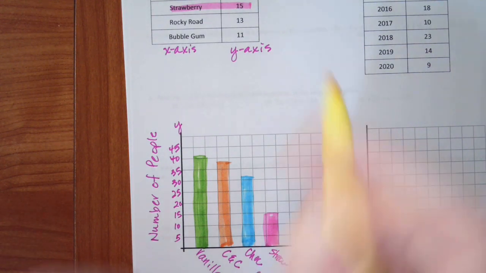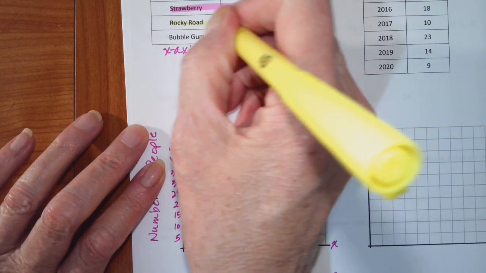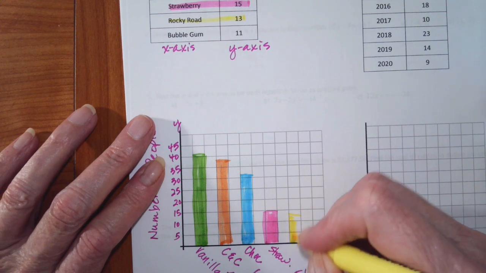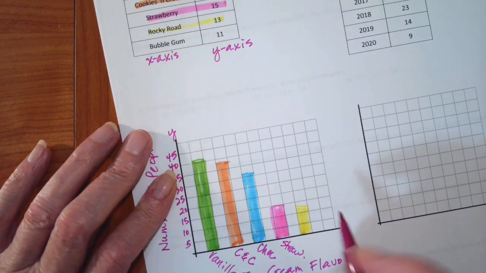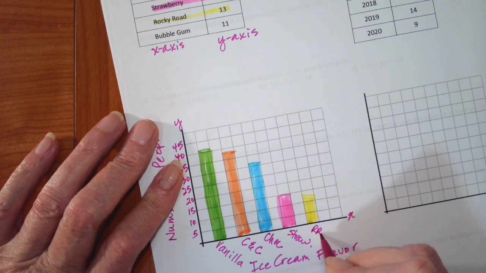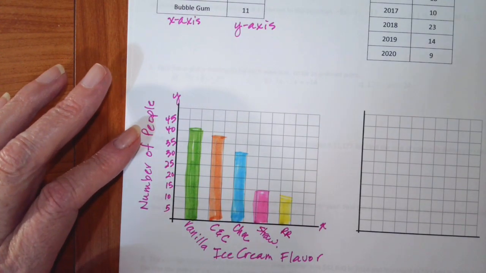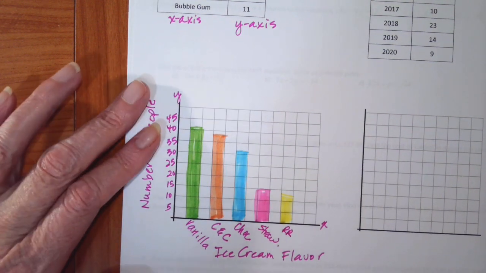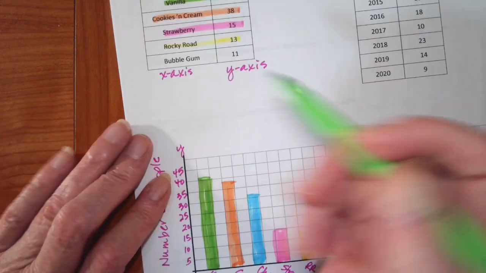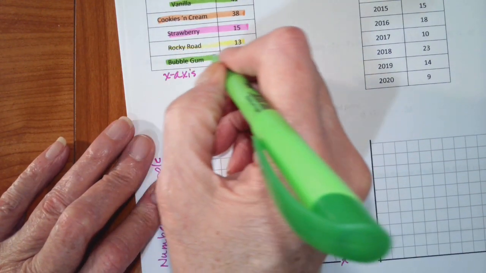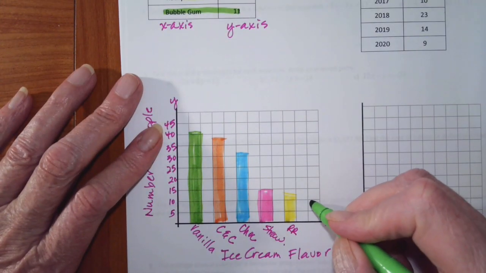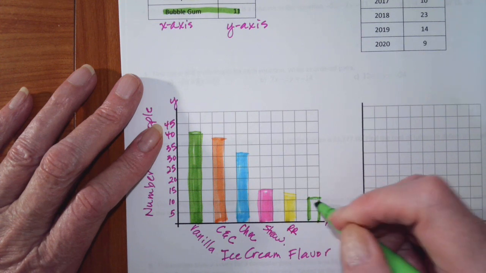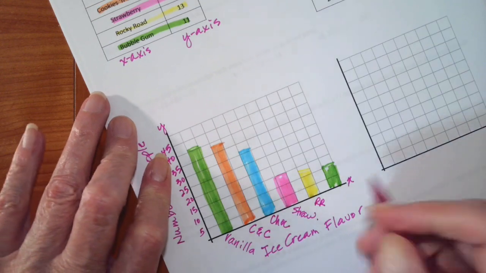Our next one is going to be Rocky Road. And it's going to be 13, so it's going to be a little bit below here. So here's your Rocky Road. And I'll abbreviate it RR. And if I'm not mistaken, I'm out of highlighter colors. So, oh my gosh, I guess I'll have to go back to green. So bubblegum will be 11. So that's going to be, again, just a little bit above 10. And we'll call this bubble.